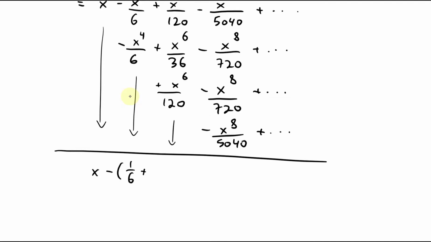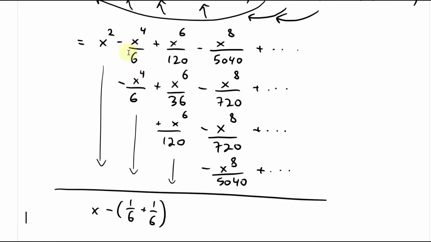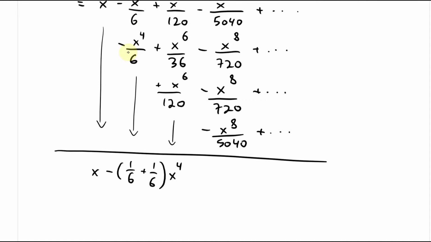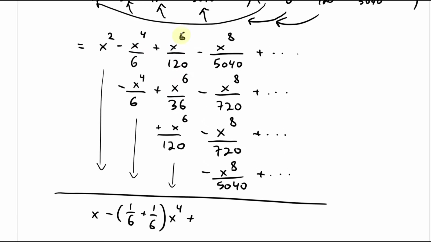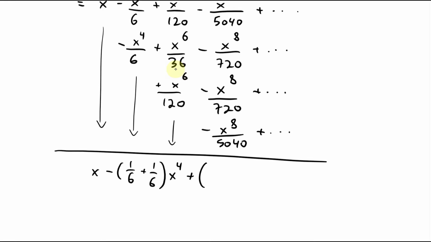1 over 6 plus 1 over 6. And then the next one is plus, actually no, then we need to add the x to the 4. X to the 4, and then the next one's going to be plus x to the 6. This is going to be x to the 6, it's going to be 1 over 120 plus 1 over 36 plus 1 over 120.